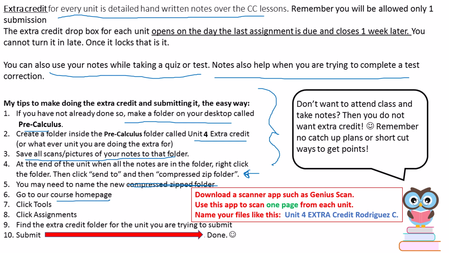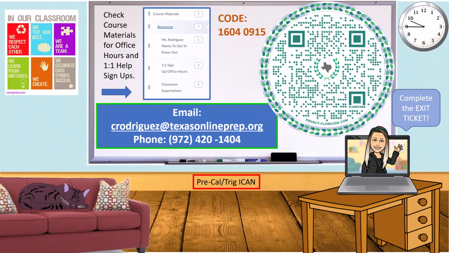Go to your course homepage, click on Tools, click on Assignments, and drop those extra credit submissions into that drop box. All right, so I cannot stress this enough. This is really slowing me down on grading, and then y'all send me emails saying, grade it. I'm going as fast as I can. Extra credit for Unit 3 is going to close on Thursday or Wednesday at midnight.